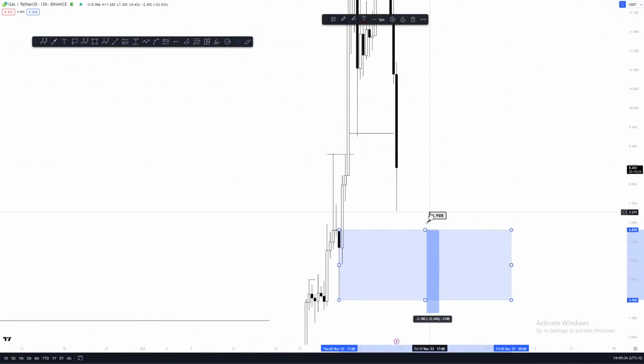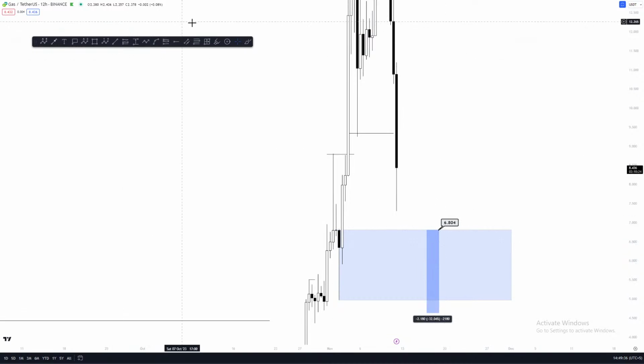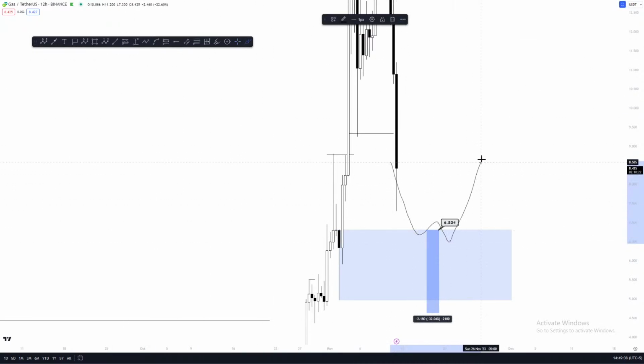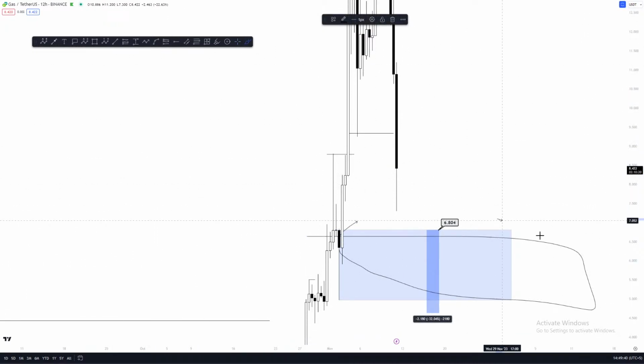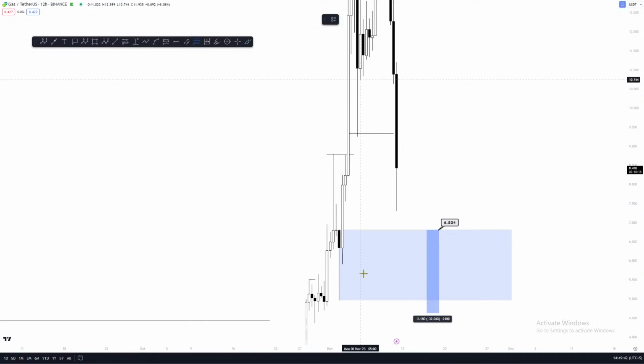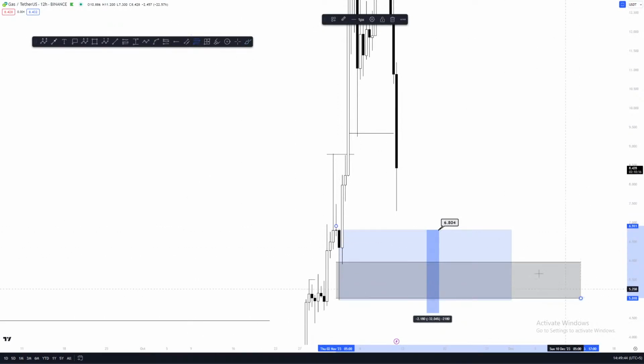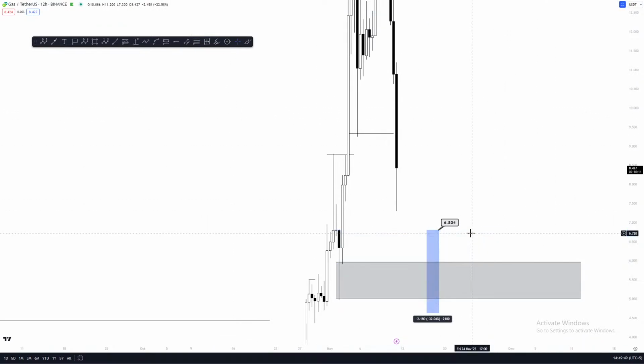Okay, so you can take an entry over here. I'm expecting that price will move from here upside, but the demand zone is kind of big, so you can refine it and you can take an entry. Okay, because a 32% non-leverage stop loss is kind of not making sense. You can buy it on spot also. Yeah, like this makes sense.